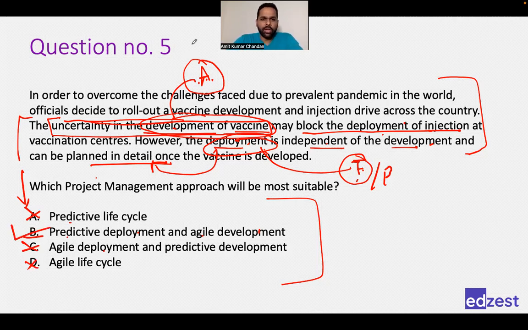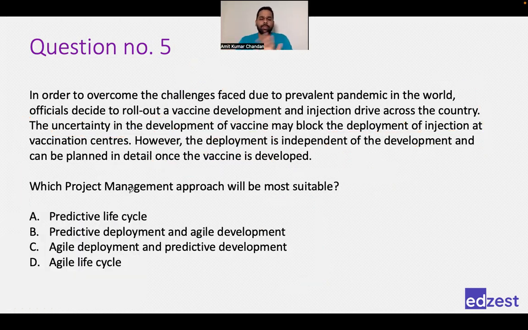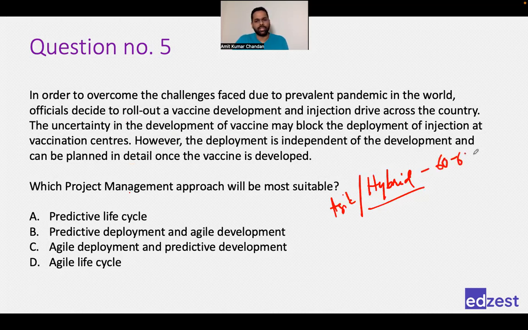I hope it is clear to everyone what the different ways are in which you are going to see hybrid-related questions. As you can see, there are different ways in which they will test you, and there will be multiple questions, not only one. As we all know by now, agile and hybrid is somewhere around 60 to 65% of the questions in the exam. So we have to understand it well.